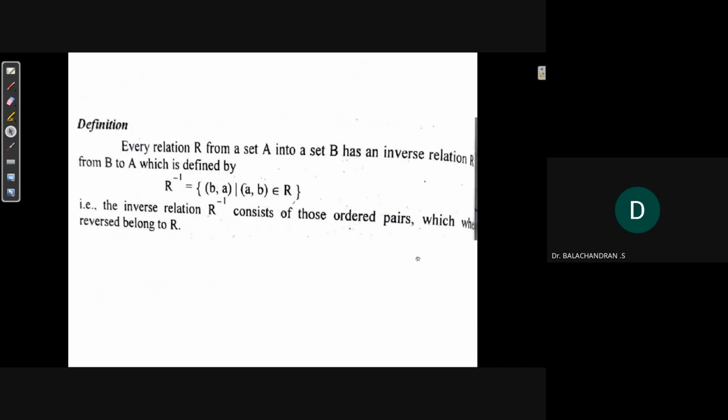Next, inverse of a relation. Every relation R from a set A into B has an inverse relation R inverse from B to A, which is defined by R inverse equal to the set of all (b, a) such that (a, b) is an element of R. So (a, b) in R means (b, a) is in R inverse.